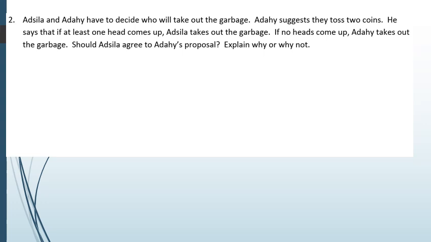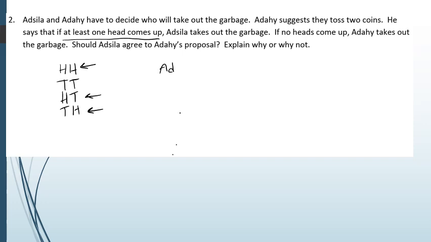Let's think about the chances that are involved here. So if they're tossing 2 coins, what are all the possible outcomes for tossing 2 coins? Well, we could get heads and heads, tails and tails, heads and tails, or tails and heads. So if at least 1 head comes up, then Edsila is going to take out the garbage. So how many of the outcomes have at least 1 head? Well, heads and heads has at least 1, heads and tails, and also tails and heads.